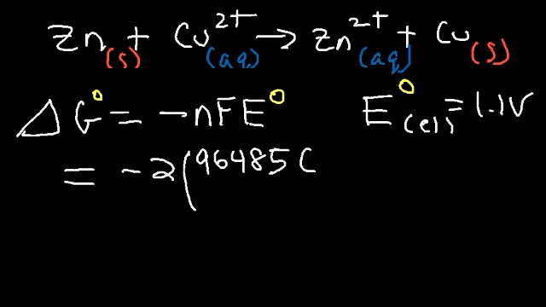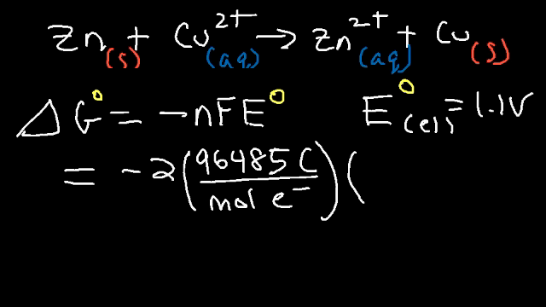F is Faraday's constant, which is basically 96,485 coulombs per mole of electrons. And E, which is the cell potential, is 1.1 volts. Now the unit volt is basically joules per coulomb. 1 volt is 1 joule per 1 coulomb. And so notice that the units coulombs cancel, and so we're going to get joules over moles.